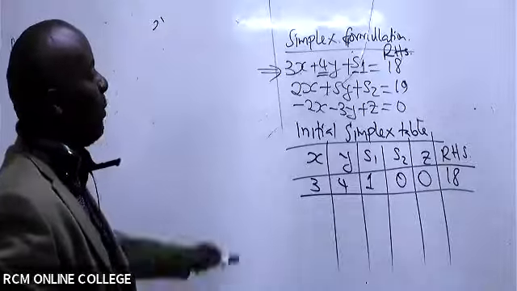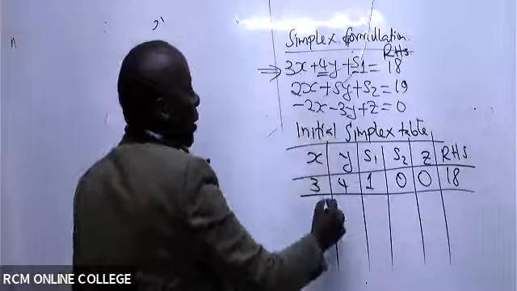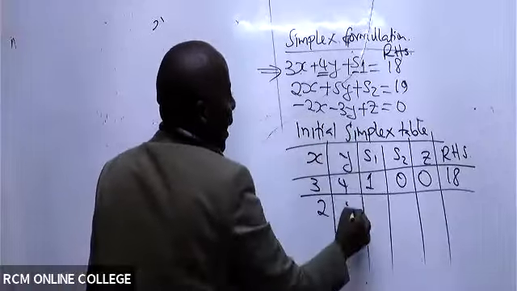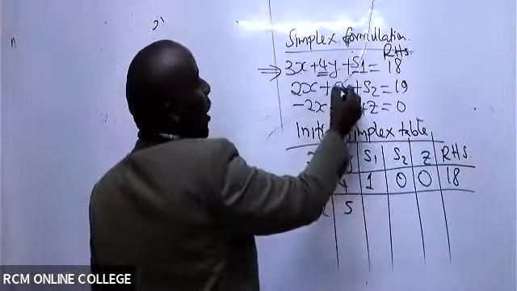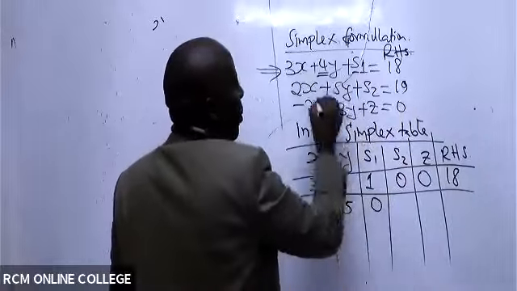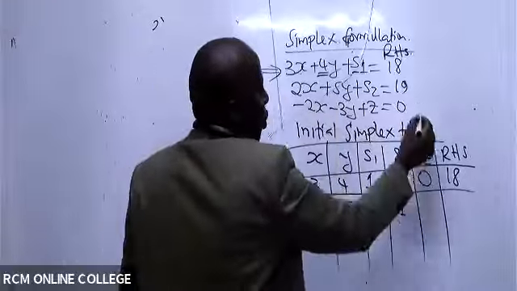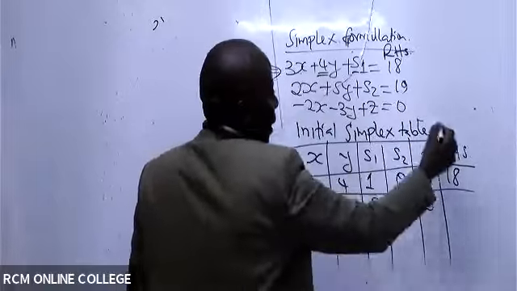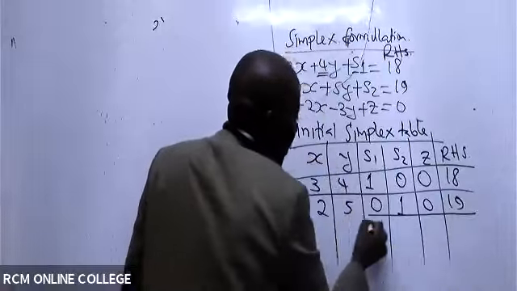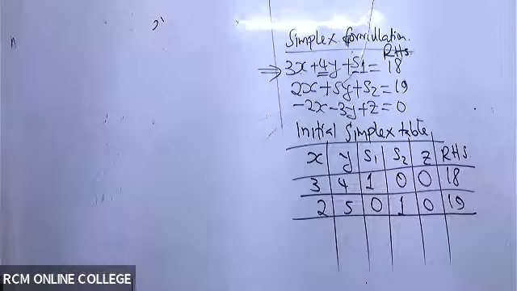Is there somebody who can fill up equation number 2 into the table? Very easy. I can see before x, I have a 2. Before y, I have a 5. S1, there is no S1 here. So this is 0. We have S2, which is 1. And then you can see no Z here. Then we have the right-hand side as 19.